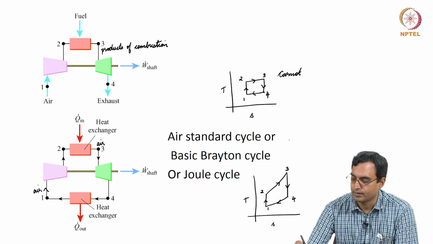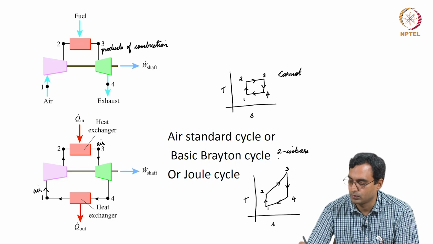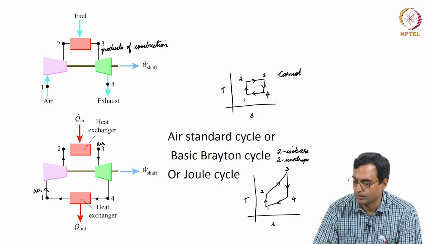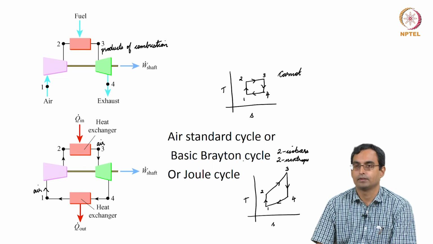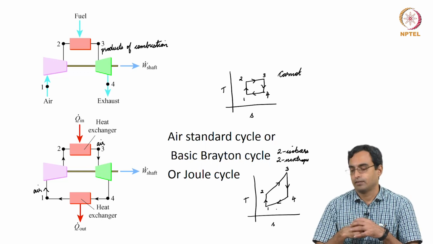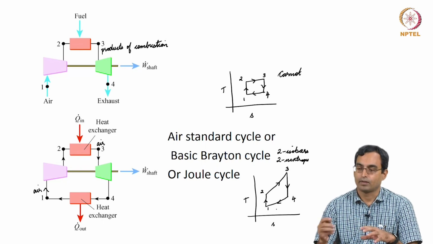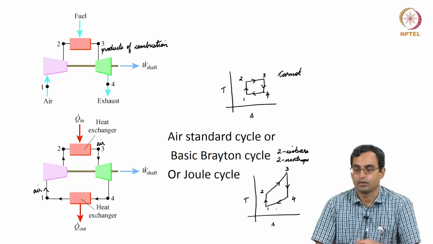we are now left with 2 isobars and 2 isentropes, which now give us the basic Brayton or the Joule cycle. So, this is essentially the cycle we can sort of realize in some sense instead of the Carnot cycle, which is difficult to realize.